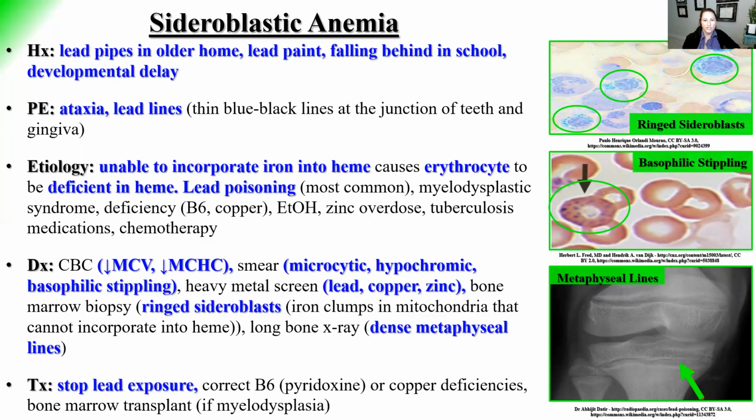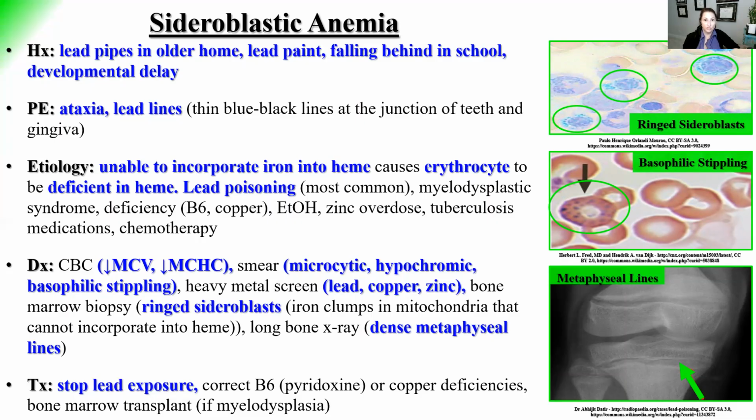Bone marrow biopsy, you'll see something called a ringed sideroblast. If you look at that top picture there, it looks like you have kind of sprinkles around the side. It's called the ringed sideroblast. It looks like you kind of have sprinkles in the cell. This is iron clumps in the mitochondria that cannot be incorporated into the heme. And then finally, on long bone x-ray, we can see on this bottom picture, you have these kind of dense metaphyseal lines. That's something very specific to sideroblastic anemia.